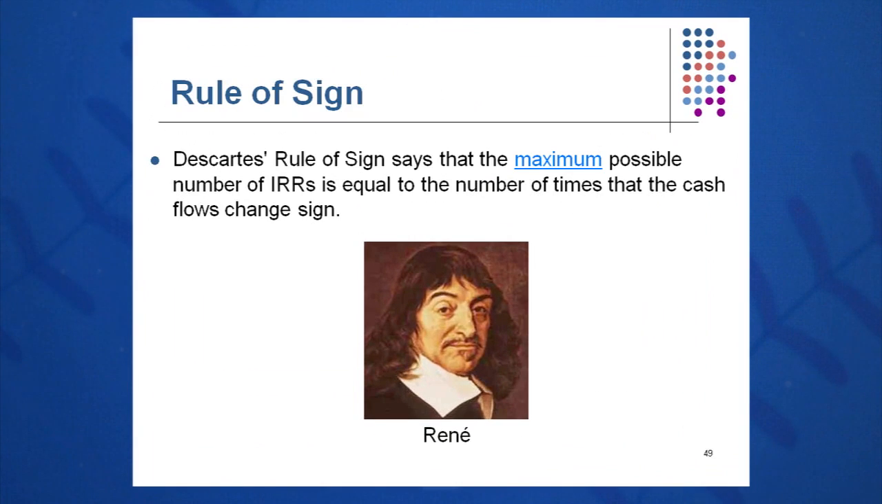So Descartes' rule of signs tells us that the maximum possible number of IRRs is equal to the number of times that the cash flows change sign. So if they change sign twice, you might have 2 IRRs, you might have 1, you might have none in that rare case that we just showed. So that's problem number 1 with IRRs. Be careful with non-conventional cash flows.